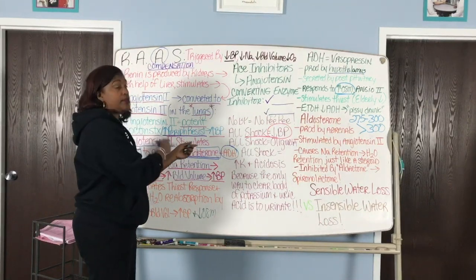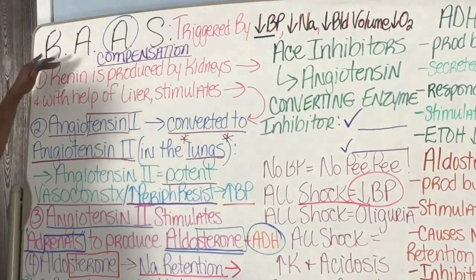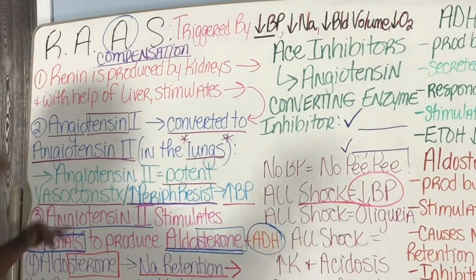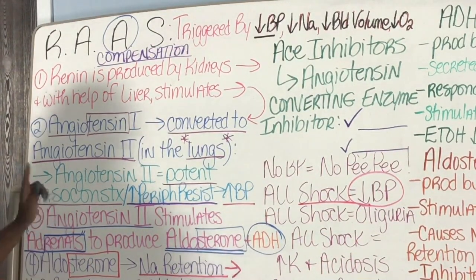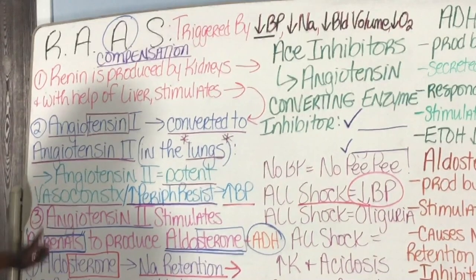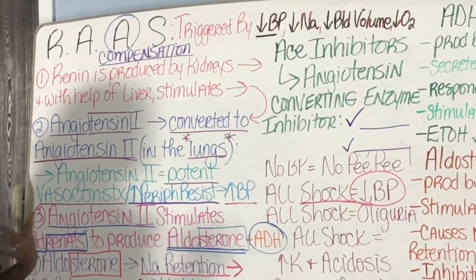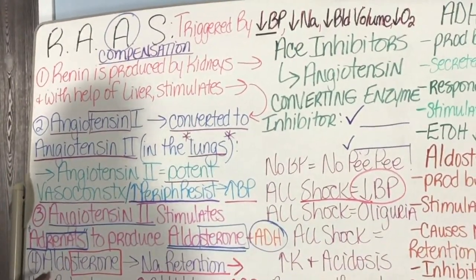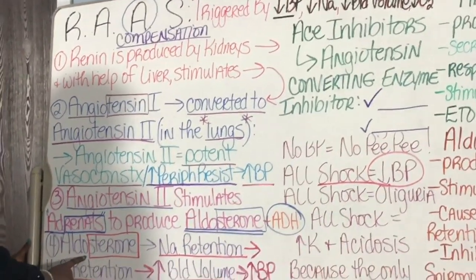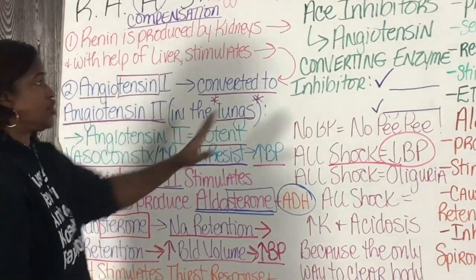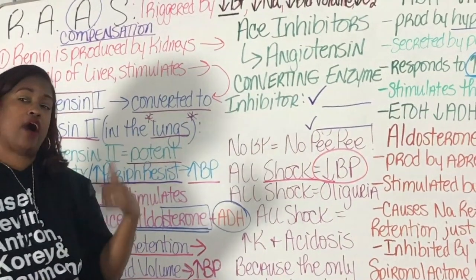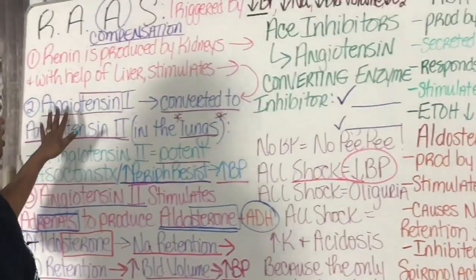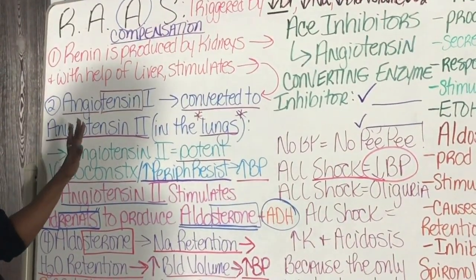Now, you'll have to really stay with me. This is hard. If you'll remember, we talked about the R.A.A.S. as a response to low blood pressure. We said renin, angiotensin, and aldosterone made up the system. We said that spironolactone worked on aldosterone. Now let's talk about ACE inhibitors and how they work on the R.A.A.S. system.